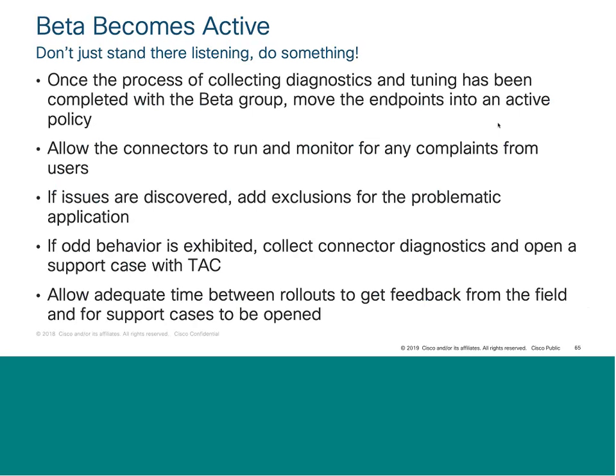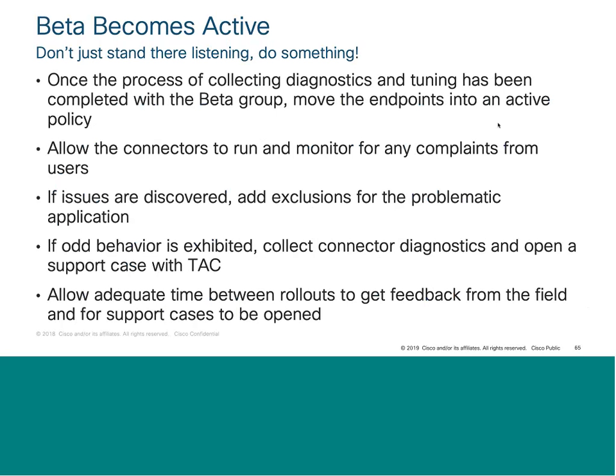So now we're just going to go ahead and activate beta. We've gathered the data. We've gone ahead and done our tuning. We've got all these diagnostics. If we needed to, we opened a connector or a support case with TAC. Maybe we worked with the Tier 3 team and ironed out some wrinkles in our deployment. It looks like we're ready to move forward.